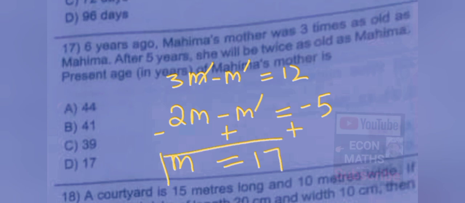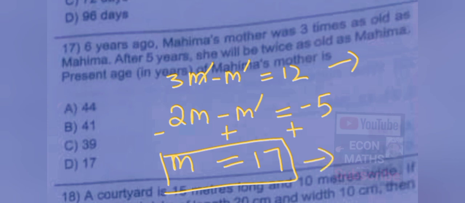Okay, so I will rub this, I will write it again. So we have 3m minus m dash is equal to 12, and another equation was 2m minus m dash is equal to minus 5. So we can subtract these two equations. So this will become minus, this is plus, this is plus. So 3m minus 2m is equal to m, and minus m dash plus m dash is 0, and 12 plus 5 is equal to 17. So the age of Mahima is 17, but we have to find the age of Mahima's mother.